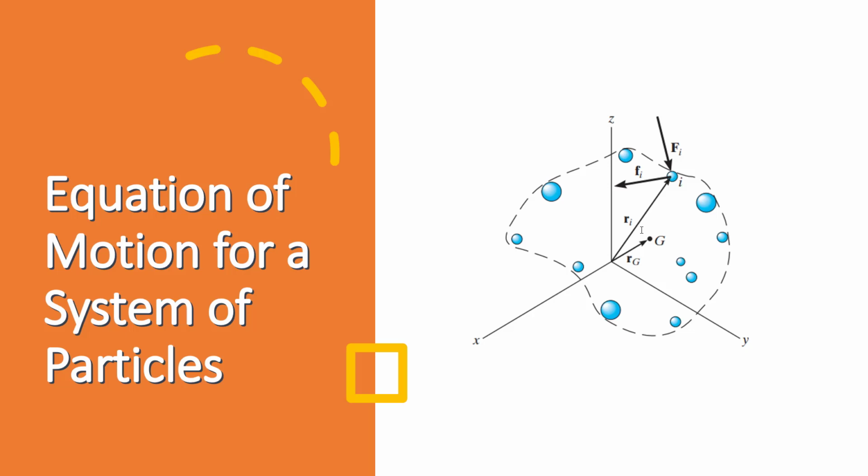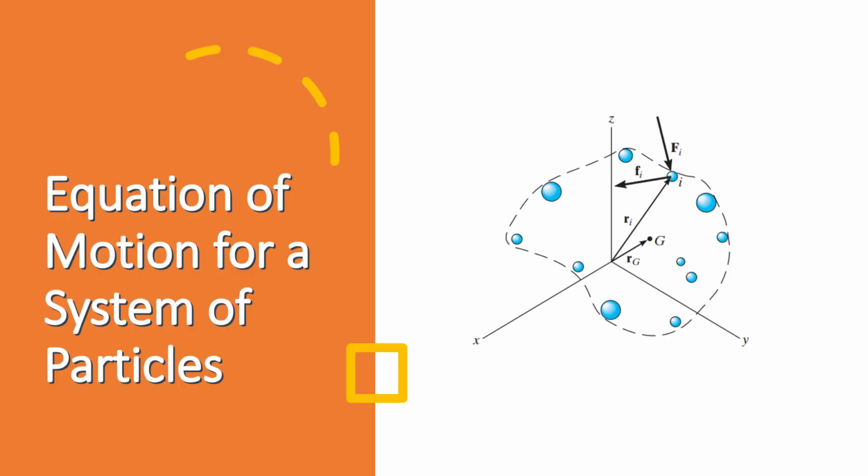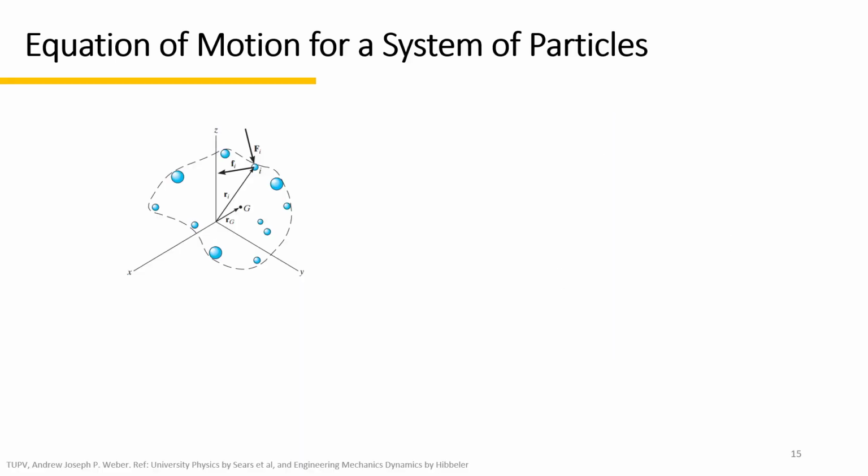Moving on with equation of motion for a system of particles. We're now ready to extend the equation of motion to include a system of particles that are isolated within an enclosed region in space, as can be seen on the screen. Let's focus our attention on the particle i, this one.